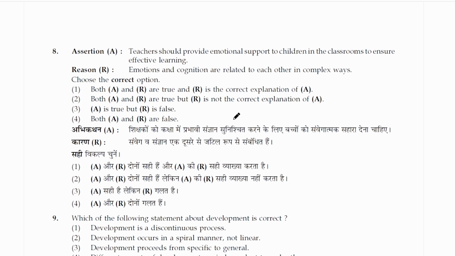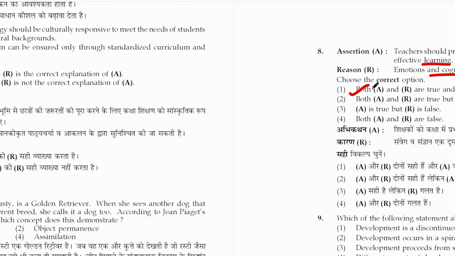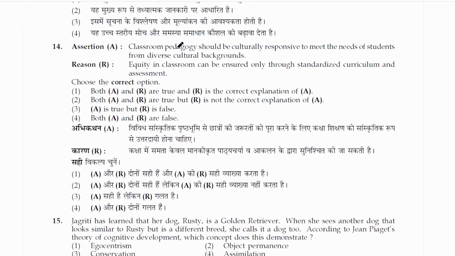Here's the second. Teachers should provide emotional support to children in the classroom to ensure effective learning. Yes, definitely. They should be giving emotional support. Emotions and cognition are related to each other in complex ways. So this is also true. And it is because emotion and cognition are related to each other that teachers should provide emotional support. So both A and R are correct, and R is the correct explanation of A. So question 14, this is the third one.